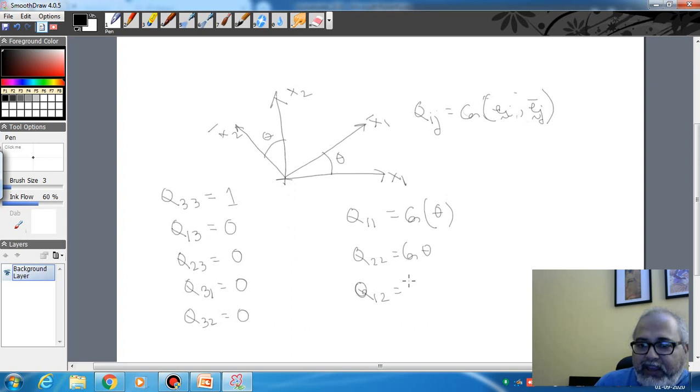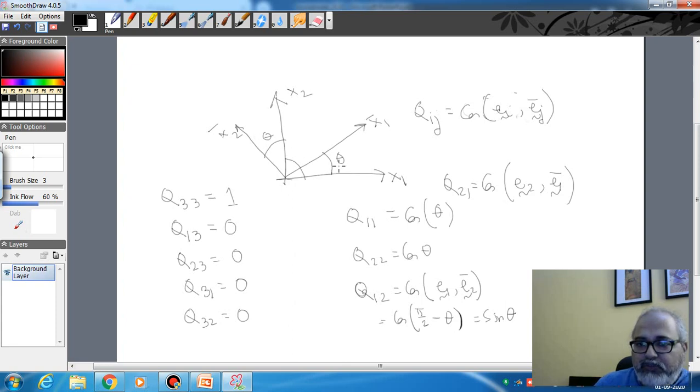Q12 is the cos of the angle between E1 and E2 bar. So this is your E2 bar, and E1, the angle is this. Okay, so that is cos of pi by 2 minus theta, which is equal to sin theta. Similarly, Q21 is equal to cos of the angle between E2 and E1 bar, which is cos of pi by 2 plus theta, which is equal to minus sin theta.